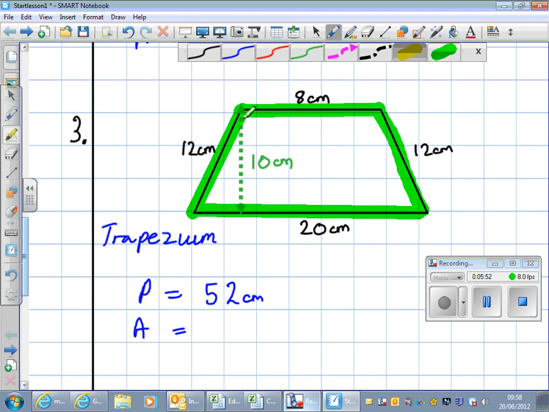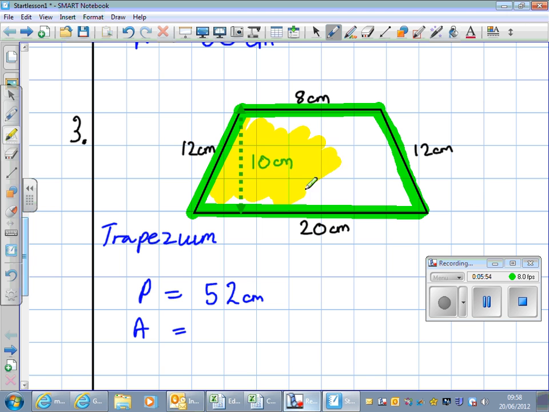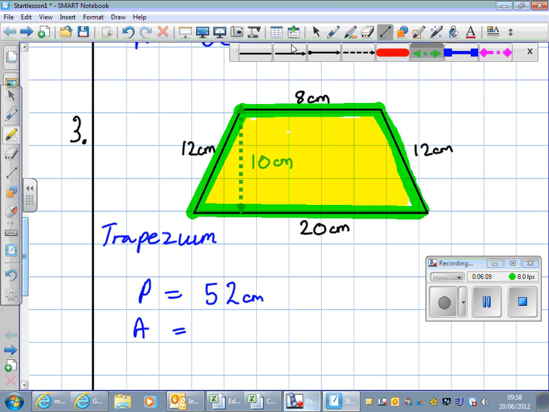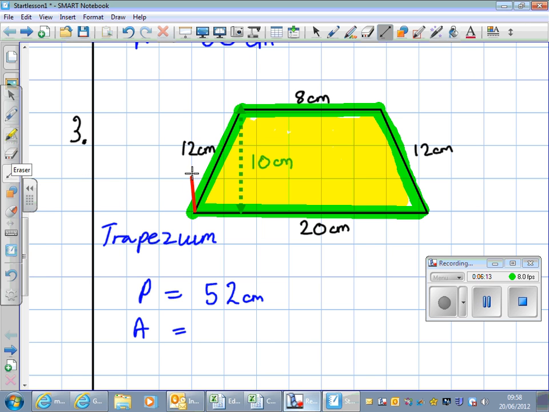That's the amount of space. It's a four-sided shape, so we're going to use base times height. But here's our problem. What do I use for the base? Do I use 20 centimeters? If I did use 20 centimeters, I would find the area of this shape here. If I use 20 times 10, I'd find the area of that rectangle, which is too big.